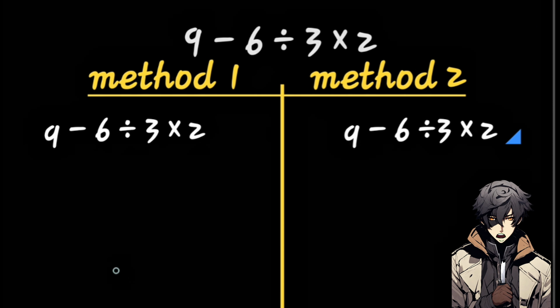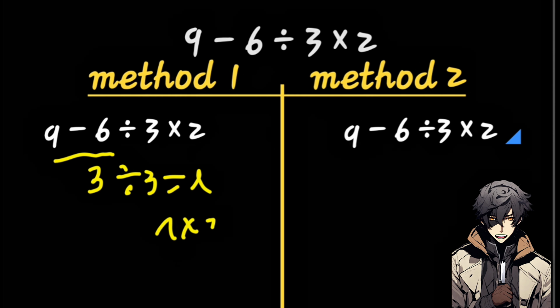The instinct for many is to solve the operations as they appear from left to right, ignoring the hierarchy of PEMDAS. They would calculate 9 minus 6 is 3, then 3 divided by 3 is 1, and finally 1 times 2 equals 2. This seems logical if you read it like a sentence, but it is mathematically incorrect.